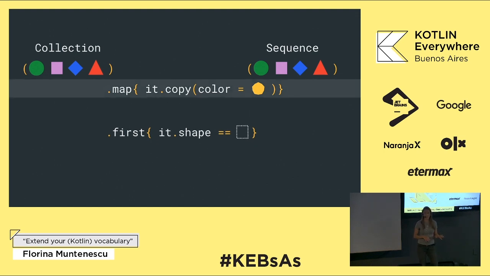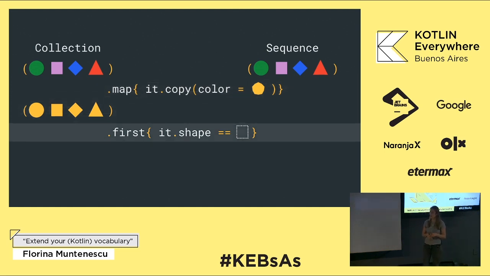So, with collections, map is triggered. When map is called, then the entire collection is copied, and the color is applied on it. And then, when first is called, it's going to take the first element of the collection. We'll check, is this a square? It's not. It goes to the next one. Is this a square? Yes, we're done.